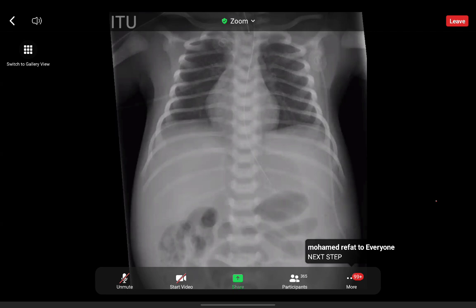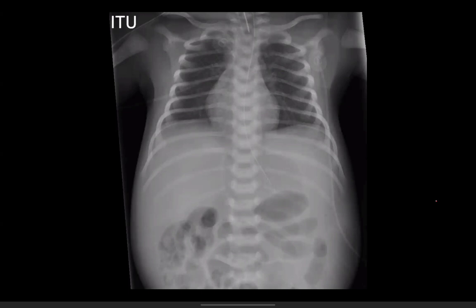I can see someone asking about the next step with that one as well. The next step for that, they usually don't fix these actually. The surgeons will normally manage that conservatively.